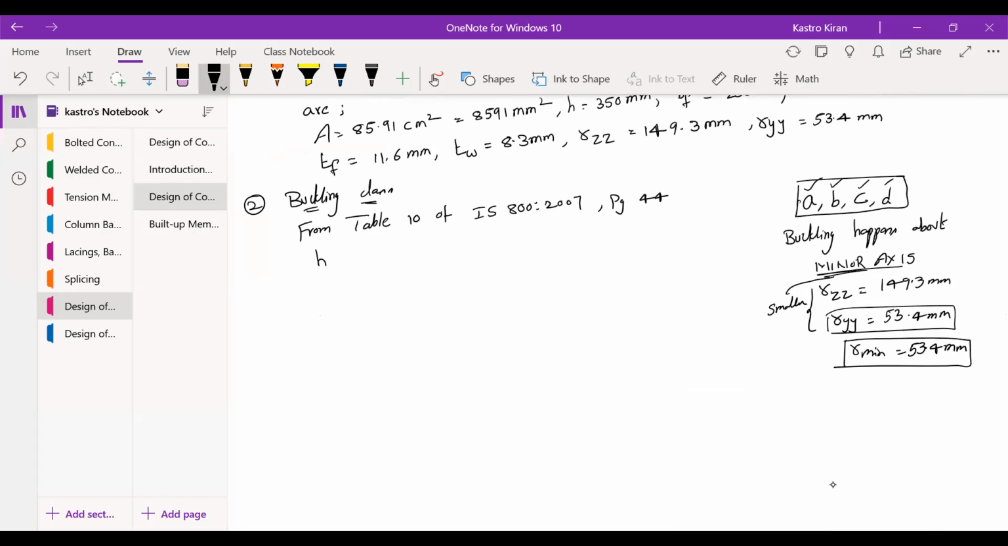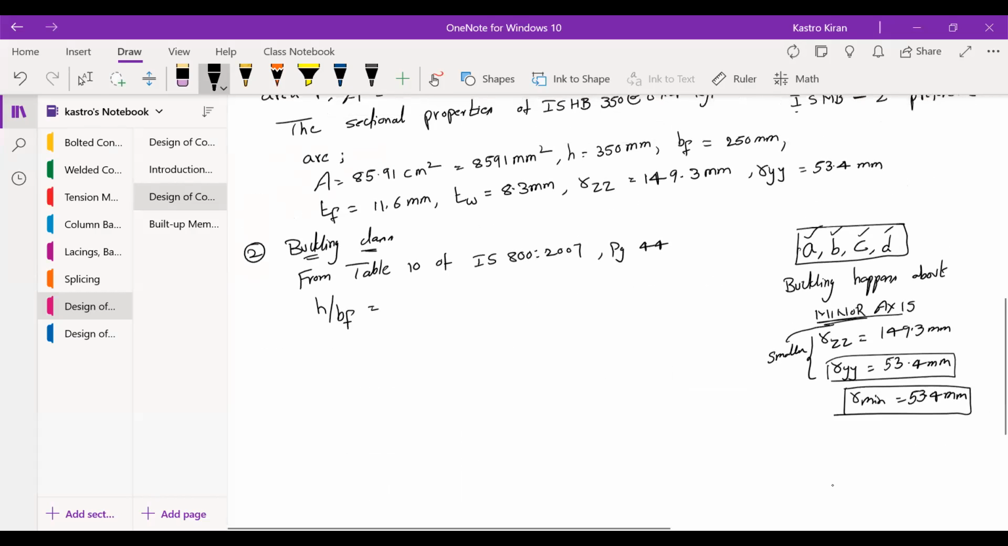Okay, so h by bf equals to, what is h? It is the height of the section, which is 350 mm, right? And bf is the width of the flange, which is 250 mm, right? So when you solve for the h by bf value, you're going to get the answer as 1.4. So it is greater than 1.2, right? So the h by bf value is greater than 1.2.